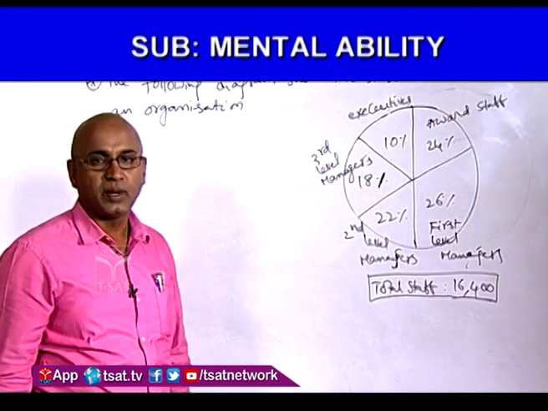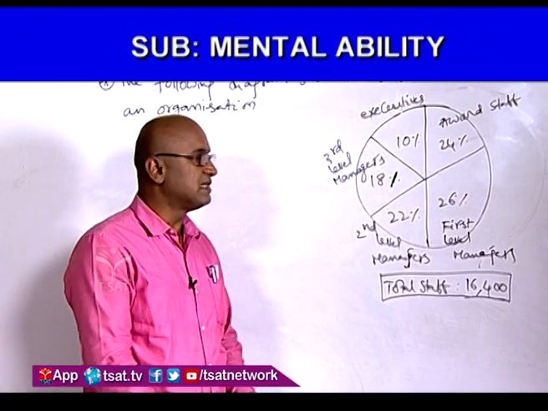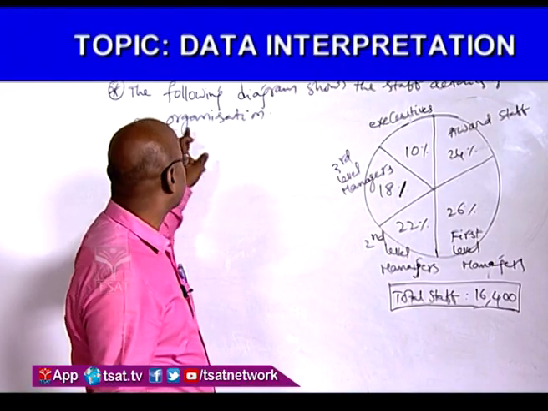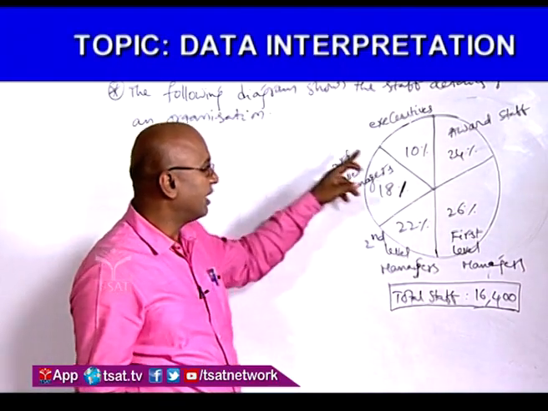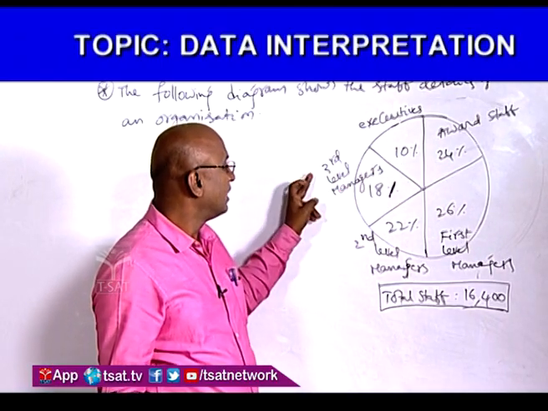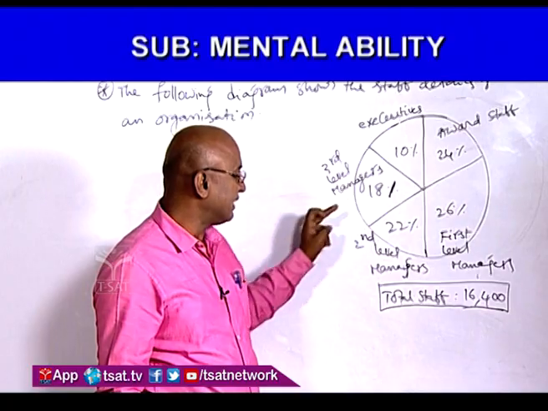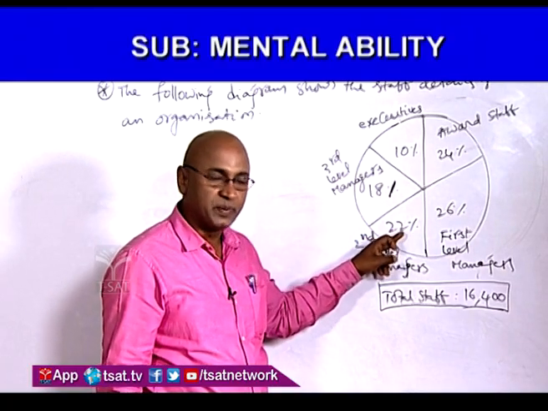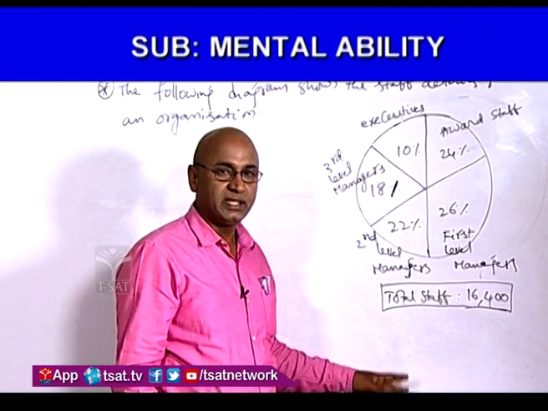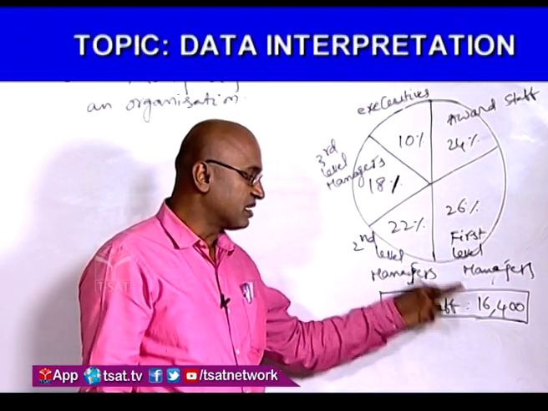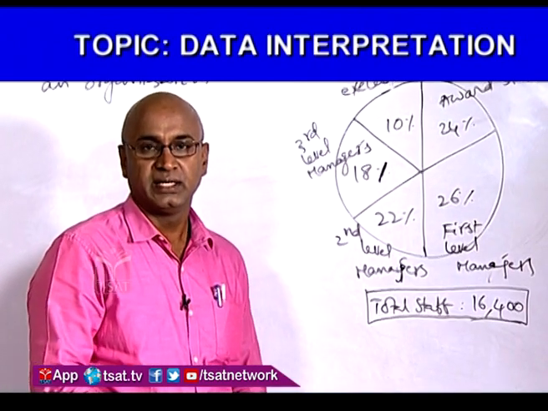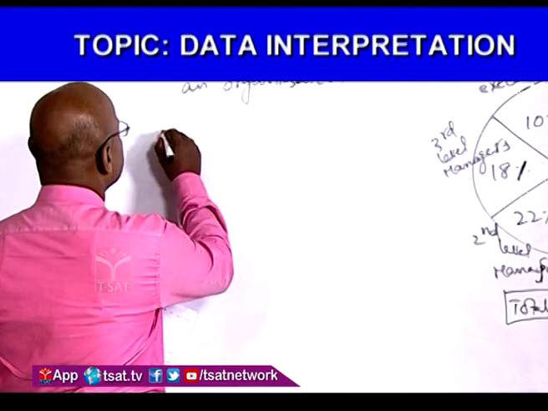Now we will see the next problem in pie diagrams. The problem is as follows. The following diagram shows the staff details of an organization. Here, award staff is 24%, executives 10%, third level managers 18%, second level managers 22%, first level managers 26%. And the total staff of the organization is also given, it is 16,400.